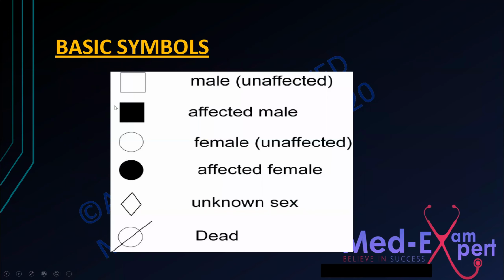So in the pedigree analysis, a square box like this is a male, unaffected. A square box.